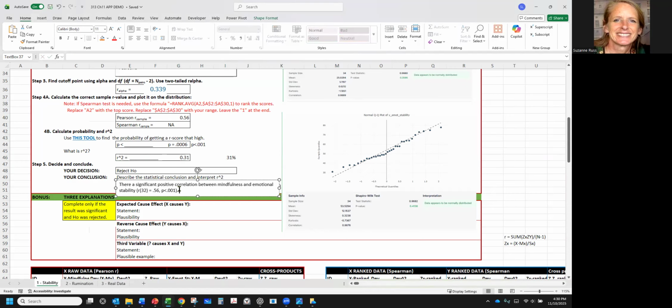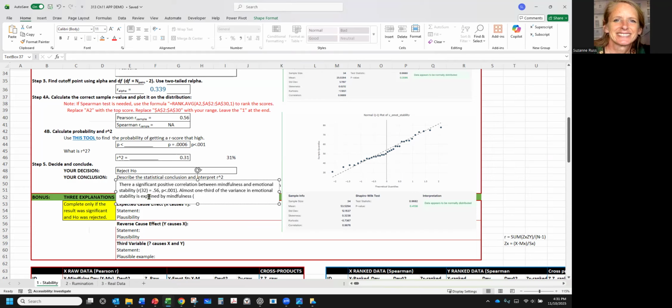And we can kind of put this into words, and it would look something like this. We would say approximately 1/3. Now I'm just saying 1/3 because I can see the 31% is close to 33%, or I might put almost 1/3. 1/3 of the variance in emotional stability is explained by mindfulness.